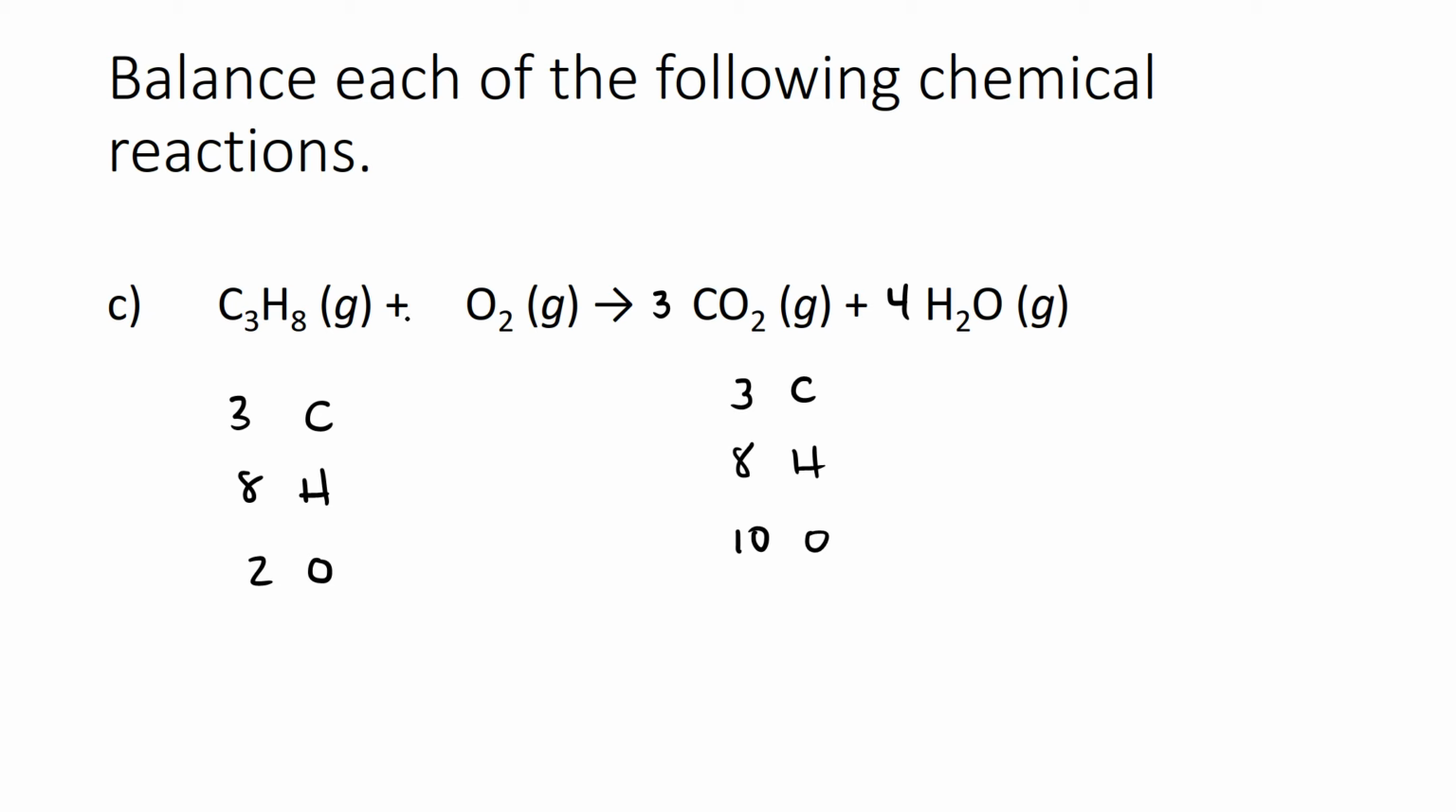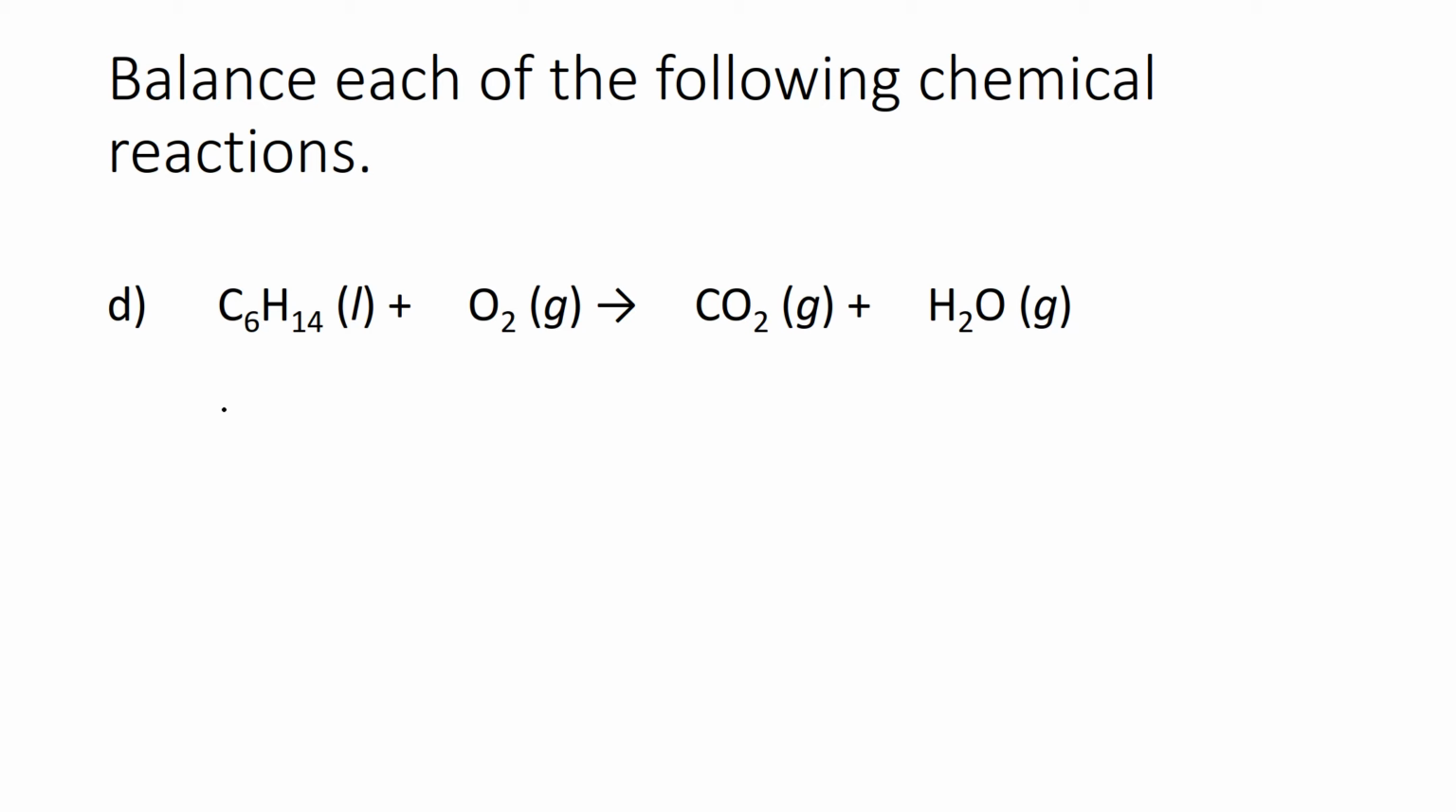Now that we have the carbons balanced and the hydrogens balanced, all we need to do is balance the oxygen. So if I just put a 5 right here in front of the O2, then I will have 10 oxygens on the left as well, and we'll just check. 3 carbons, 8 hydrogens, 10 oxygens. Over here we have 3 carbons, 8 hydrogens, and then 6 plus 4 is going to be 10 oxygens. So 1, 5, 3, 4 is going to be how you balance part C.